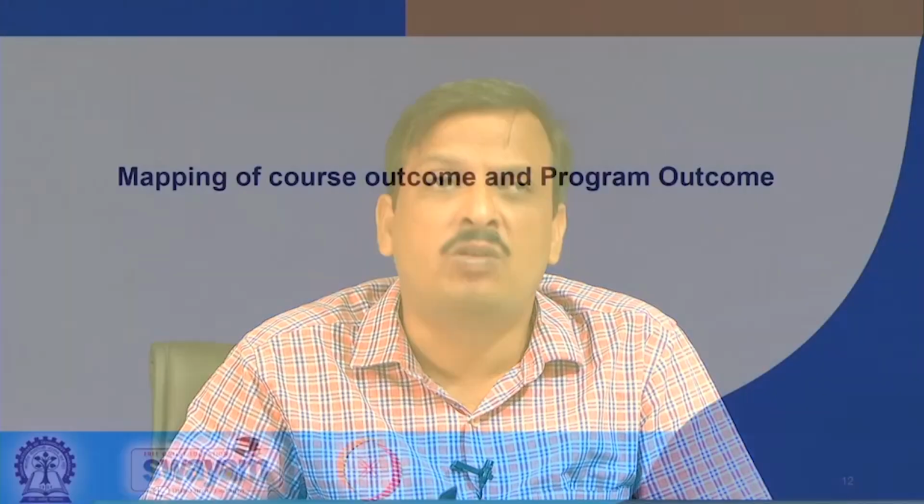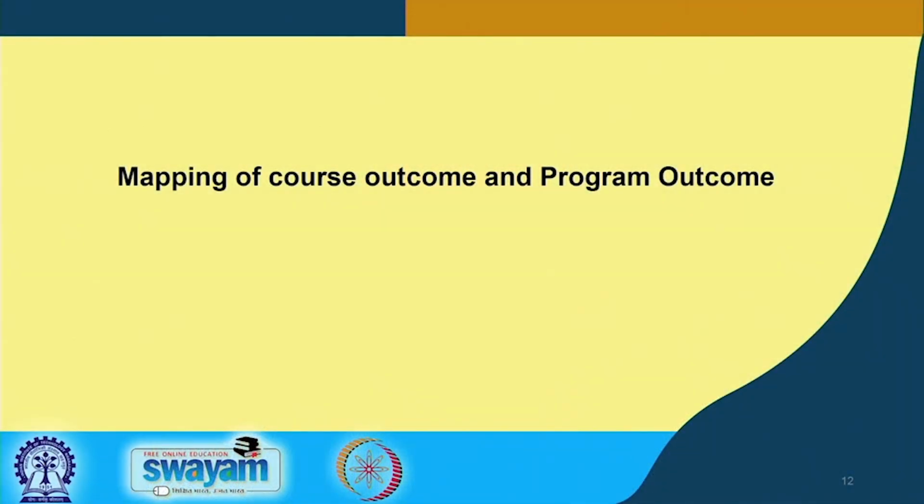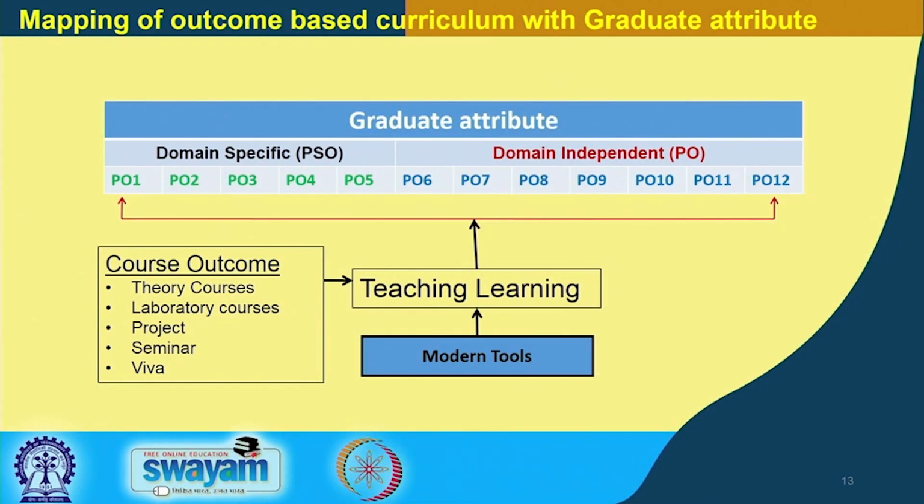So, mapping of course outcome and program outcome. How the program PO for your department you have written down. PO is basically 12 graduate attributes. When you write down your PO for your department, that means only 5 POs you have modified as per that, which is called PSO. So, what I am saying, the graduate attributes have 12 dimensions, PO 1 to PO 12.